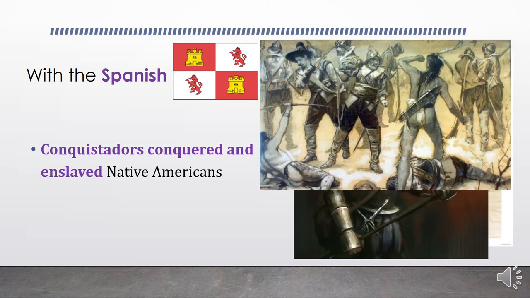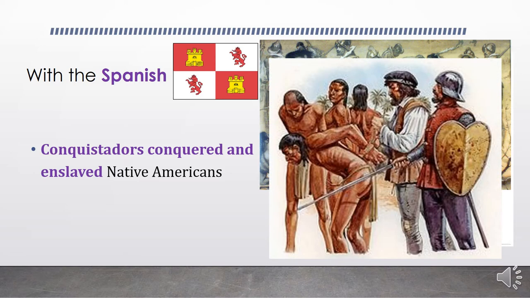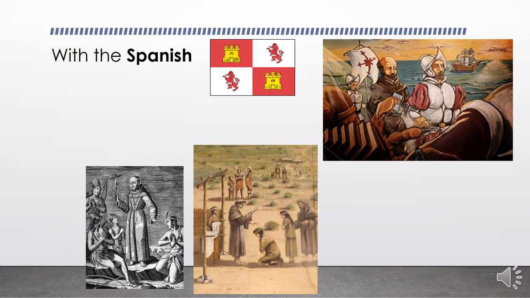So when he comes in and he sees these Native Americans, his purpose is to conquer them in order to claim this land for Spain. And many of the Native Americans they took as slaves. And when they conquered, they enslaved the Native Americans who lived there as prisoners and as evidence to show that they had conquered this region.